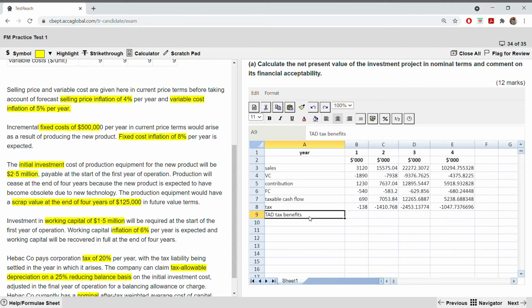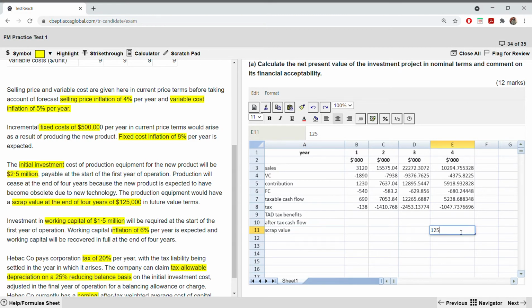What is the next item? The next item will be known as after tax cash flow. After tax cash flow, definitely you cannot find out without finding TAD. Then we have the scrap value. What was the scrap value? It is 125,000, so remove the 3 zeros. At the end of 4 years, it will be 125.